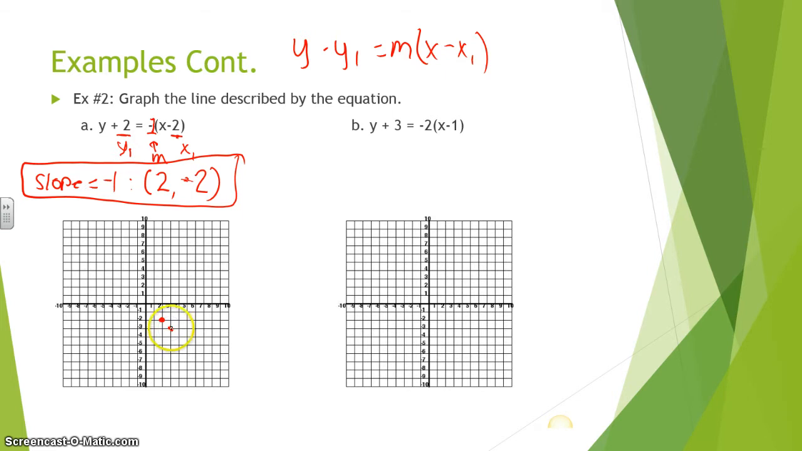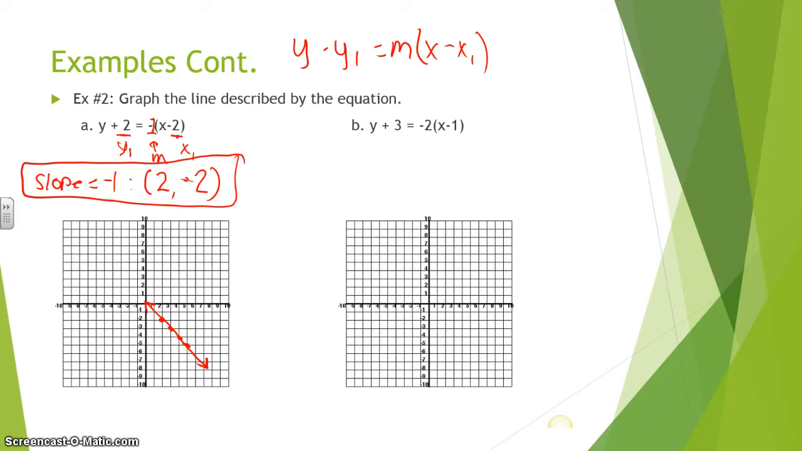We can graph a third point going down 1 and to the right 1. So notice we can continue graphing points. Then I can connect those points to draw my straight linear line. And this line represents my point-slope formula or equation with a slope of negative 1 and points on the line that fall at 2, negative 2.